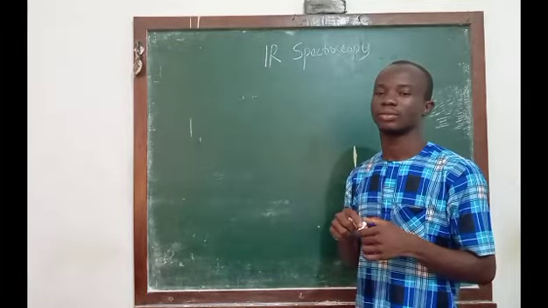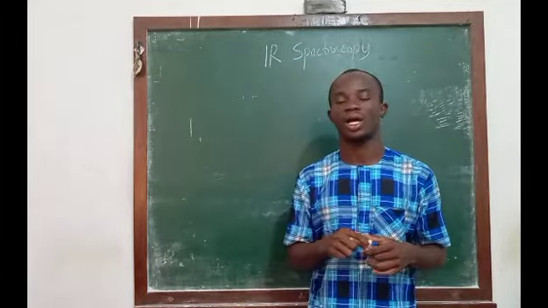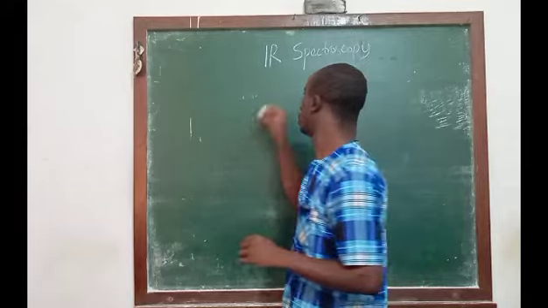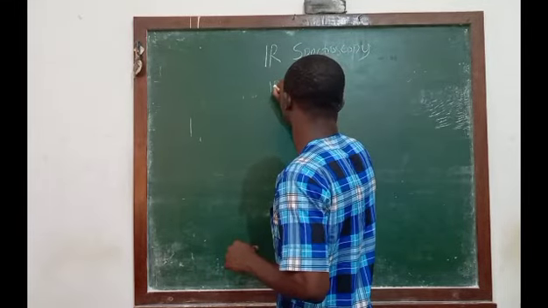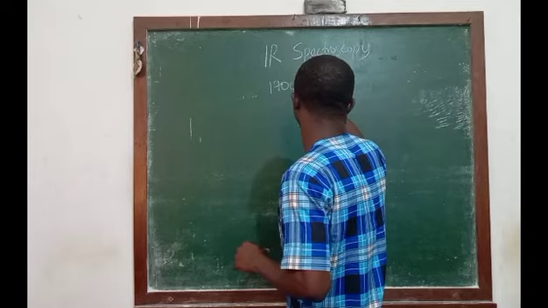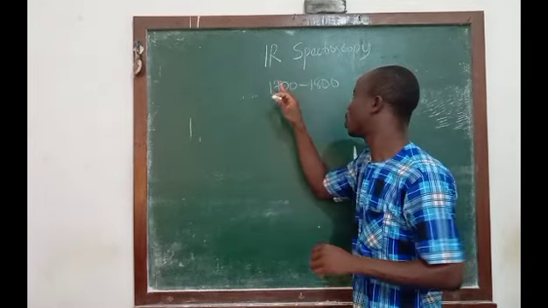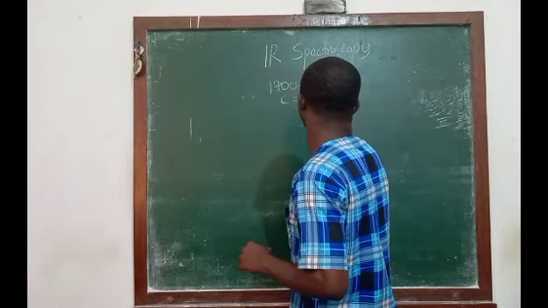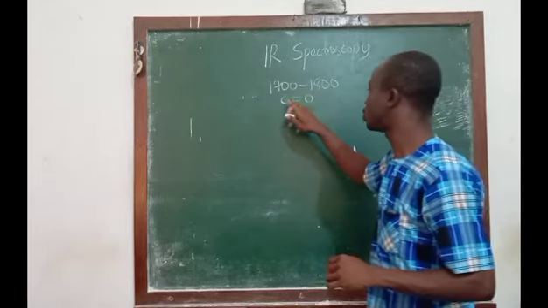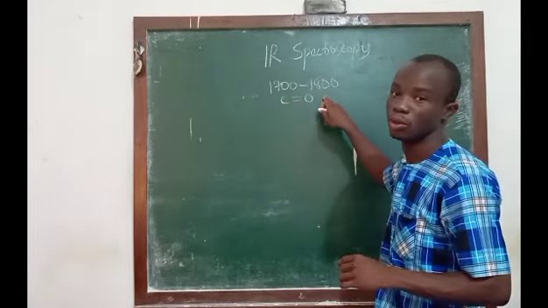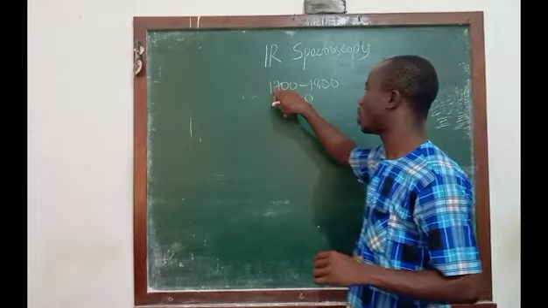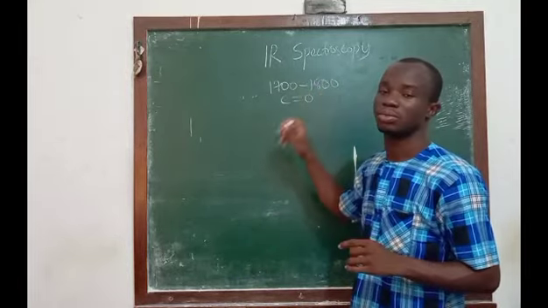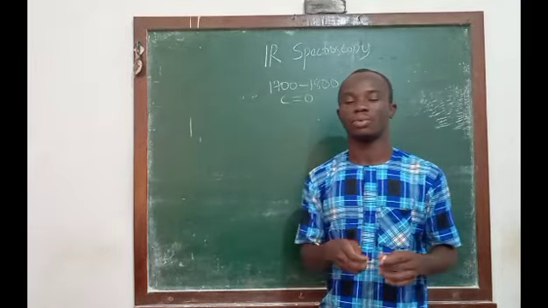Generally, the signal for carbonyl is usually found within 1700 to 1800. So if you see a signal between 1700 to 1800, it's usually for what? For C=O stretching vibration. So the vibration frequency for C=O is usually found between 1700 to 1800. So anytime you see a signal within this range, it represents your carbonyl compound.